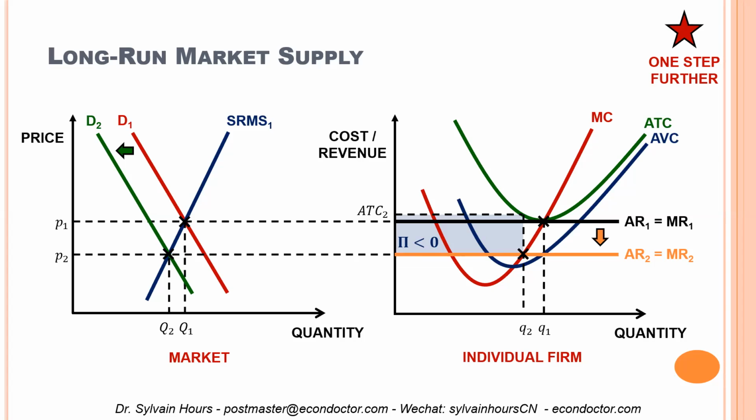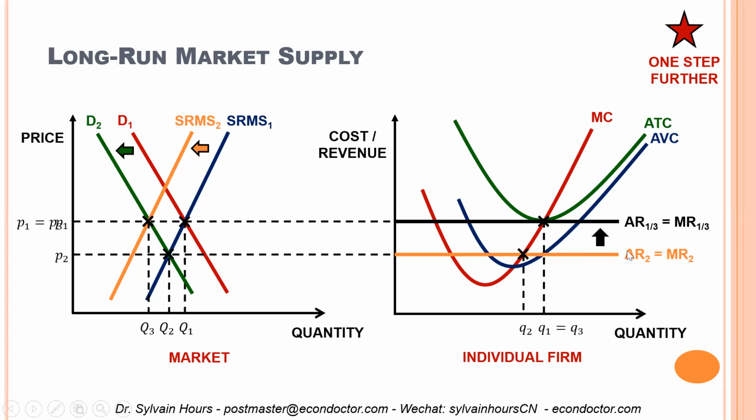So what's going to happen is that in the long run, businesses are going to leave the industry. So we are going to have a new short-run market supply curve. Basically, the only thing that is different between these two short-run market supply curves is the number of firms in the industry. We have fewer businesses, so that's why the market supply curve shifts to the left. The consequence is that the price is going to go back up and is going to become, again, equal to the minimum of the average total cost. And again, firms are going to produce Q1, same as before, and they will make normal profit.